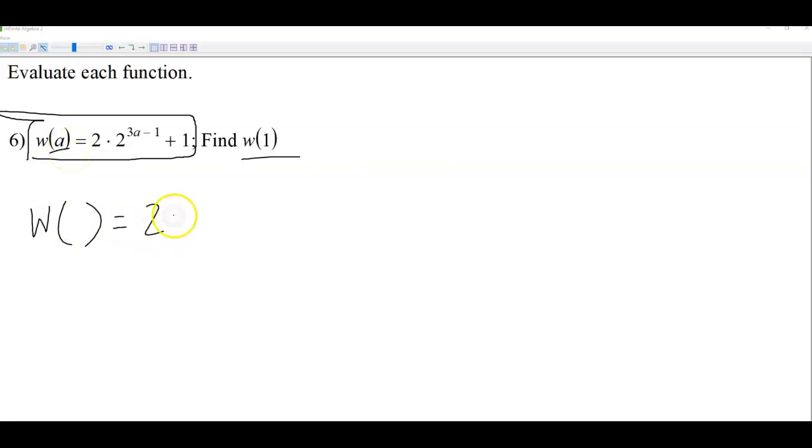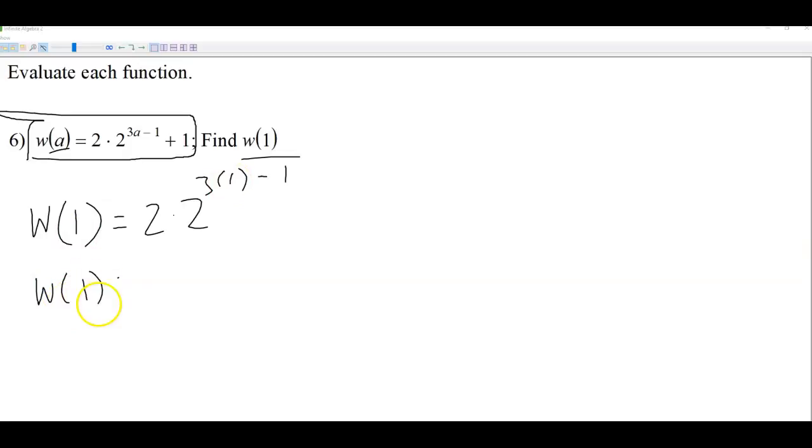Number 6 is asking us to evaluate a function. So they give us a function, and then they say find w of 1. And basically what that means is we're going to take our function and we're going to replace whatever variable they have in parentheses there, the a, with whatever number they have given us, which is 1. So I'll be plugging 1 in these spots. And our job is to simplify it.